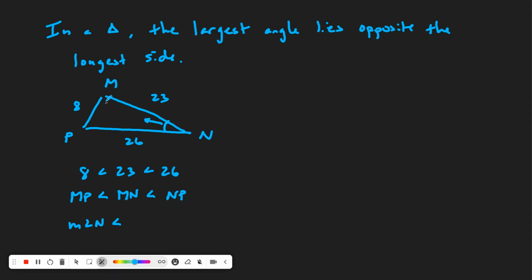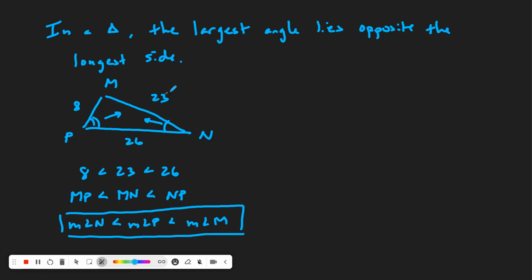So then we have MN as the next biggest side. Well, that's going to be angle P. Angle P opens up to MN. So the measure of angle P will be the middle angle of the triangle. And then lastly, because side NP is the biggest, that would mean that angle M is going to be the largest angle. And this is what we really want to care about. We want to show that given the side lengths, we can put the angles in order from least to greatest.